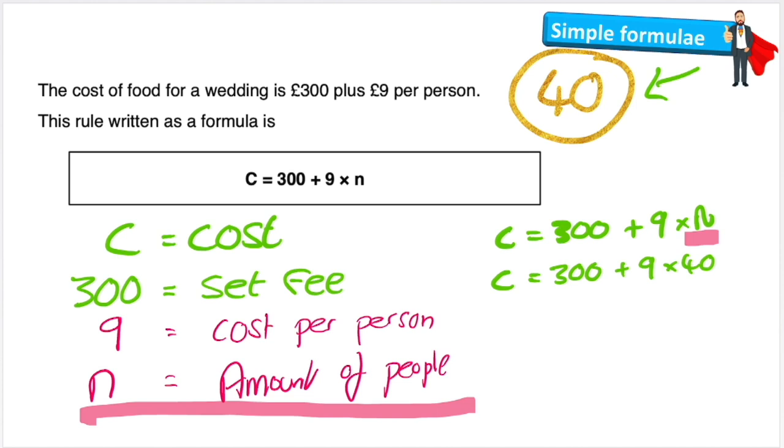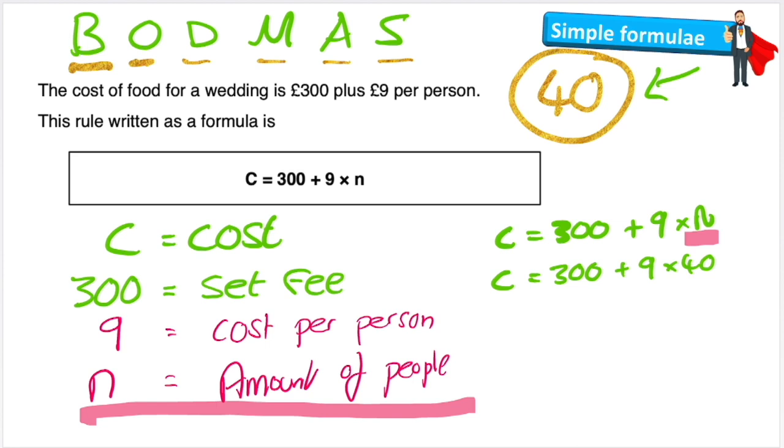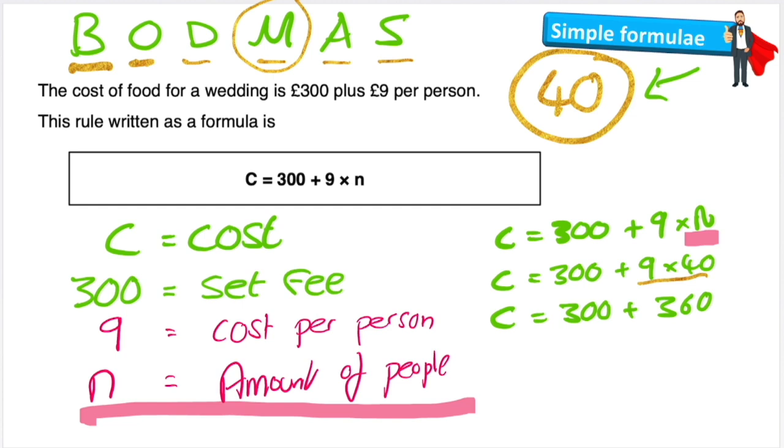And now we need to use a little bit of our BODMAS knowledge. BODMAS is a helpful reminder for what order of operations we have to do things in. And if I just write BODMAS at the top here, we have brackets, order, division, multiplication, addition, and subtraction. And what we can see here is that multiplication is before addition. So I'm going to do my multiplication first in my algebraic equation. So 9 times 40 is 360. So now I can write the next line. C equals 300 plus 360. Now I'm simply left with an addition question, and I can see that C equals 660. So the cost for this wedding would be £660 based on 40 people coming.